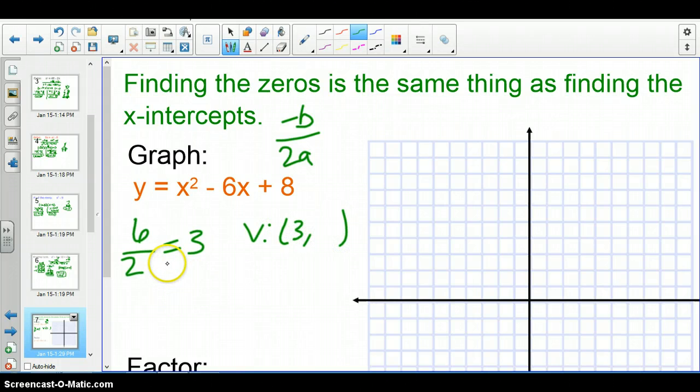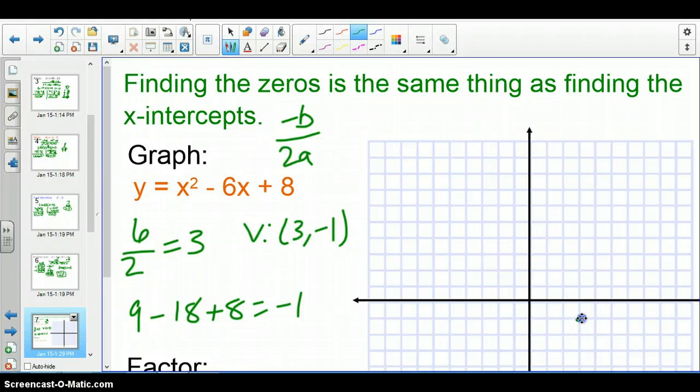To find the y value, we just need to plug 3 into this equation. So 3 squared is 9. 3 times 6 is 18 plus 8. That comes out to negative 1. So our vertex is going to be 3, negative 1.